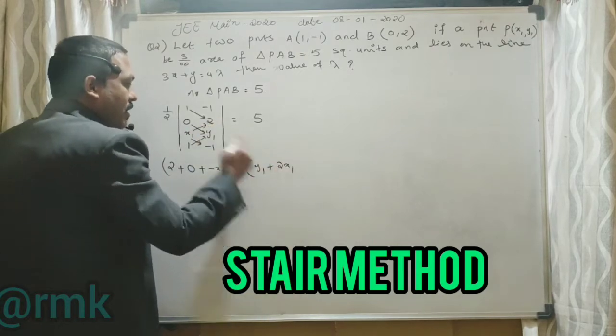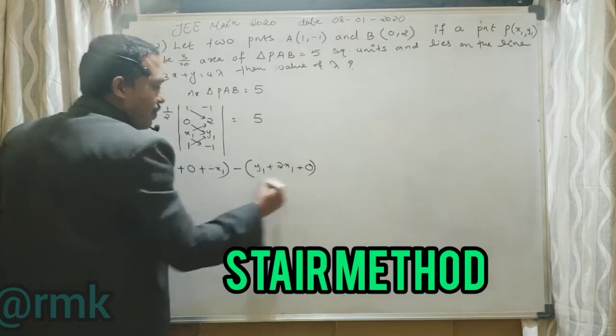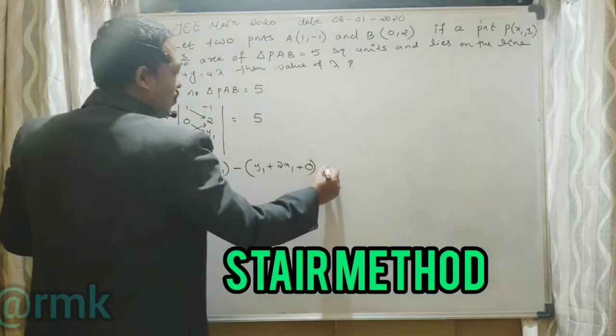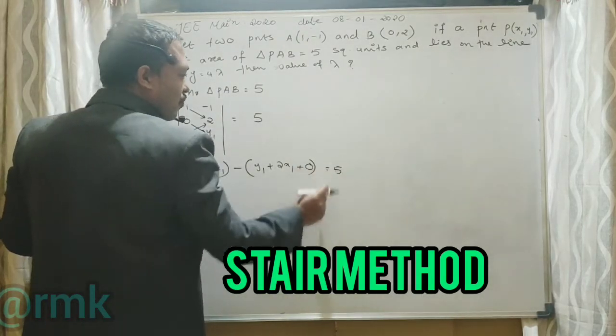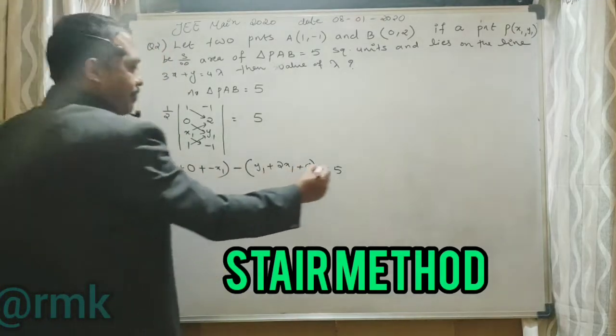2x1, 0 into minus 1 is 0. That is equal to 5 into 2. 5 into 2 is 10.